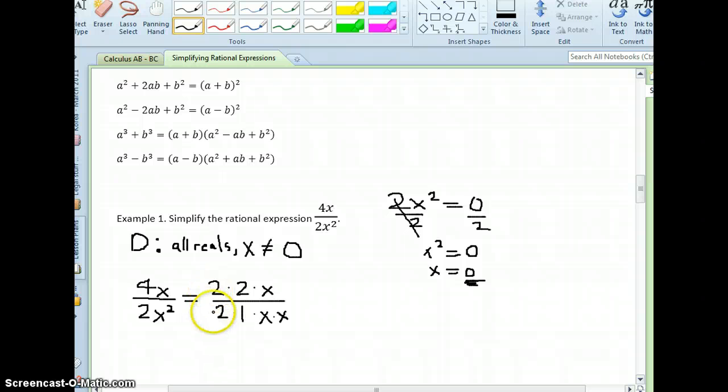So I see there's a common 2, so let's cancel those out. The 2 and a 1, we don't have to do anything with those. Those will take care of themselves. And then a common x between the numerator and denominator. Okay, let's look to see what's left. In the numerator, just a 2. In the denominator, x. So our simplified rational expression is 2 over x, and the domain for this expression is all real numbers, and x cannot equal 0.